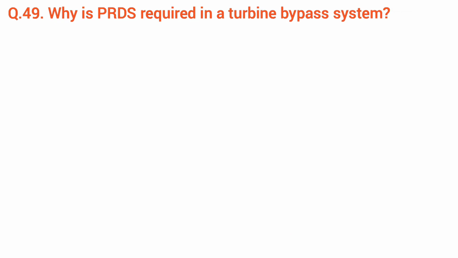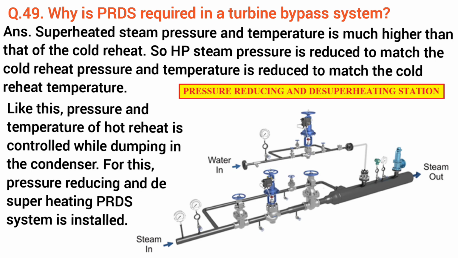Why is PRDS required in a turbine bypass system? Superheated steam pressure and temperature are much higher than those of the cold reheat. So HP steam pressure is reduced to match the cold reheat pressure and temperature. Like this, the pressure and temperature of hot reheat are controlled while dumping into the condenser. For this, a pressure reducing and desuperheating PRDS system is installed.